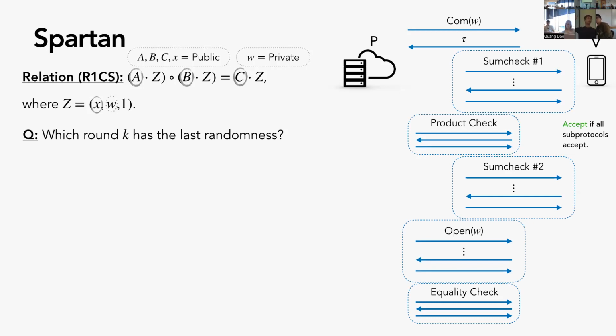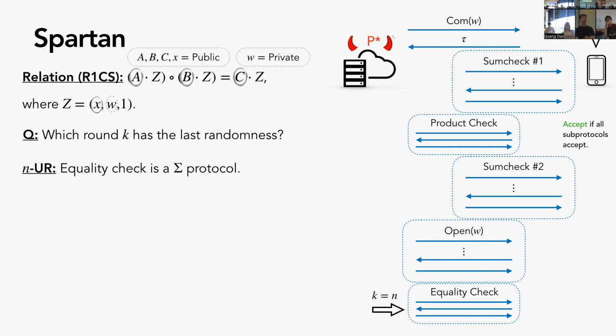So given this, we can ask the same as Bulletproofs: which round K has the last randomness, and then we'll try to prove KZK and KUR based on this round K. Turns out it is the last round, or the next to last round of this equality check. Let me try to prove KUR first, where K is this last round N.